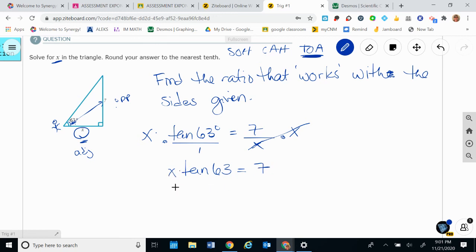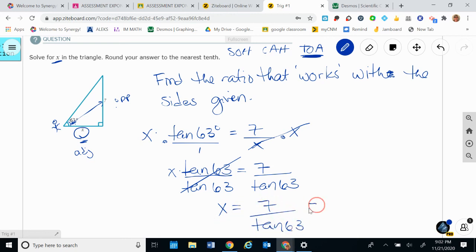But I don't want x tangent of 63. I want just x. The tangent and the 63 have to go together, you guys. You can't just divide by 63. Tangent is a word. It means take that of 63. So you have to divide by it. Tangent of 63 on both sides. And then you get x is equal to 7 over tangent of 63. You can plug that into your calculator and round it to the nearest tenth. A lot of times we round angles to the hundredth and sides to the tenth. Just kind of convention, okay?